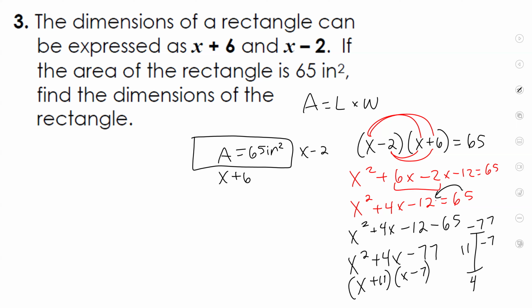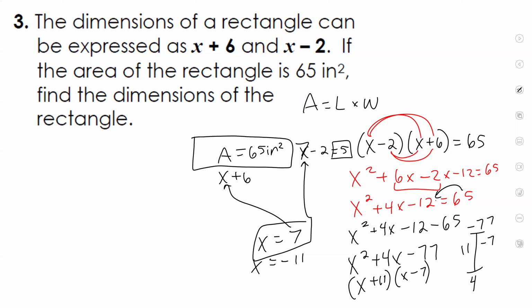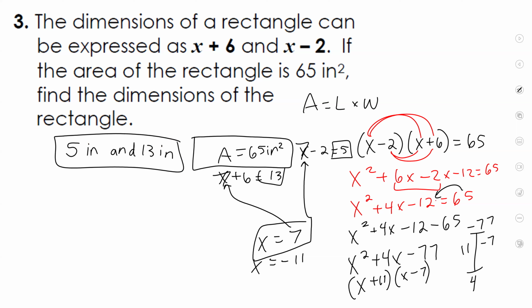So then, guys, when you solve this, what x values do you get? Yep, you get 7 and negative 11. Which one should you pick since we're talking about length and width? 7. Okay, so plug it into right here, guys. What is this width? 5, because 7 minus 2, you get 5. So that's one dimension. What about this one? What will you get? 7 plus 6, you get 13. So that means the dimensions of the rectangle are 5 inches and 13 inches. Those are the dimensions of your rectangle.